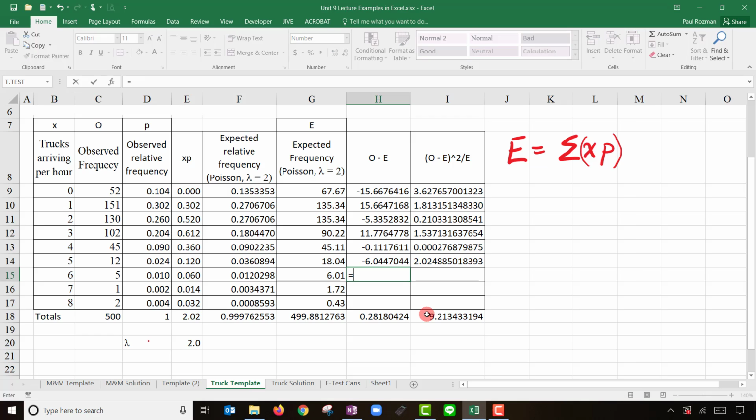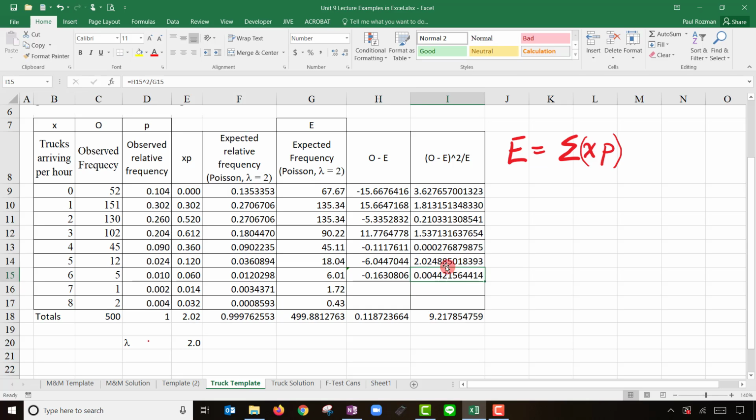So for my observed minus expected, it will be the sum of C15 to C17, and then we'll subtract the sum of G15 to G17. So we'll have our observed minus expected there for the last 3 categories. So we've actually changed it. We don't have 9 categories anymore because we've now combined 3 into 1.